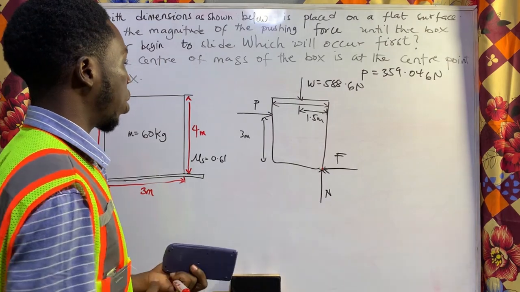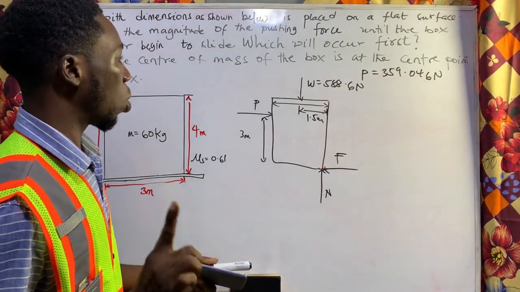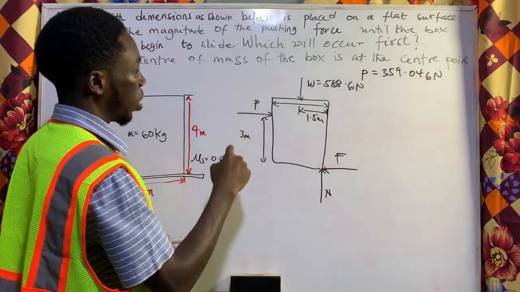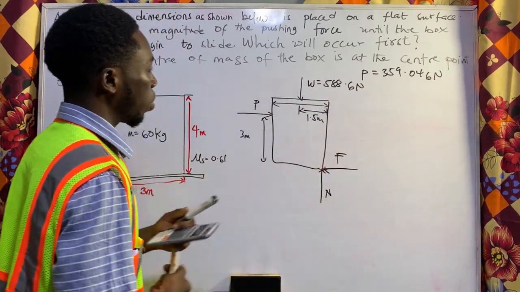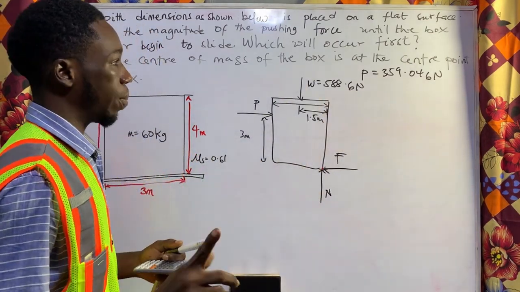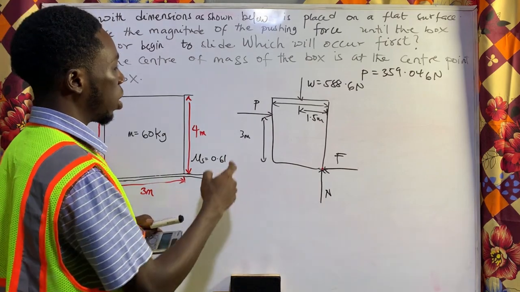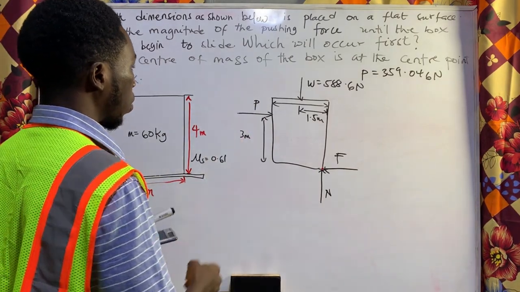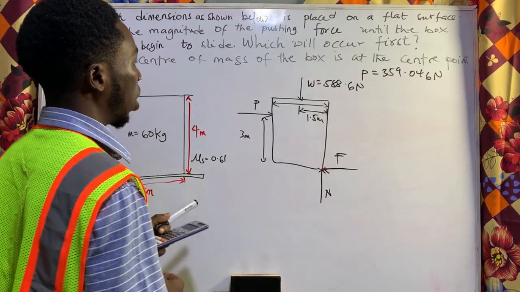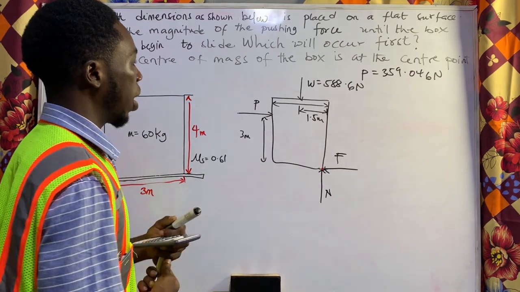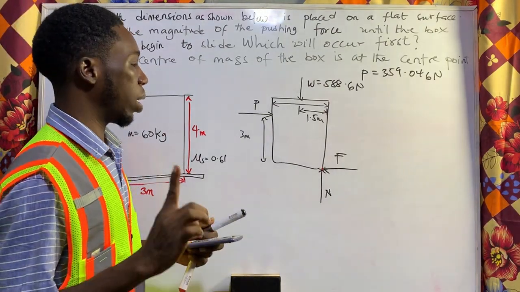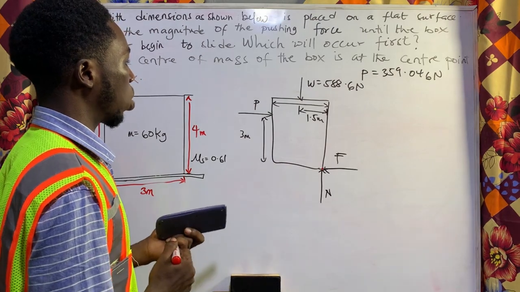The reason why we are doing this is because tipping will begin to occur the moment that the moment caused by this pushing force is equal to the moment caused by the weight force. As soon as they are equal, that means tipping is about to occur. So to determine this value of P, we calculate the moment caused by P and equate it to the maximum moment caused by the weight force. Then we solve for P, and that P value will be the minimum value we need for tipping to begin to occur.